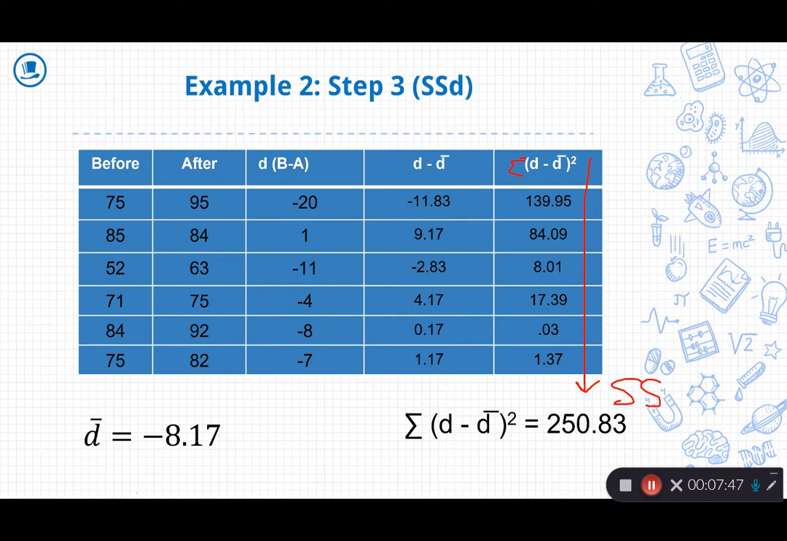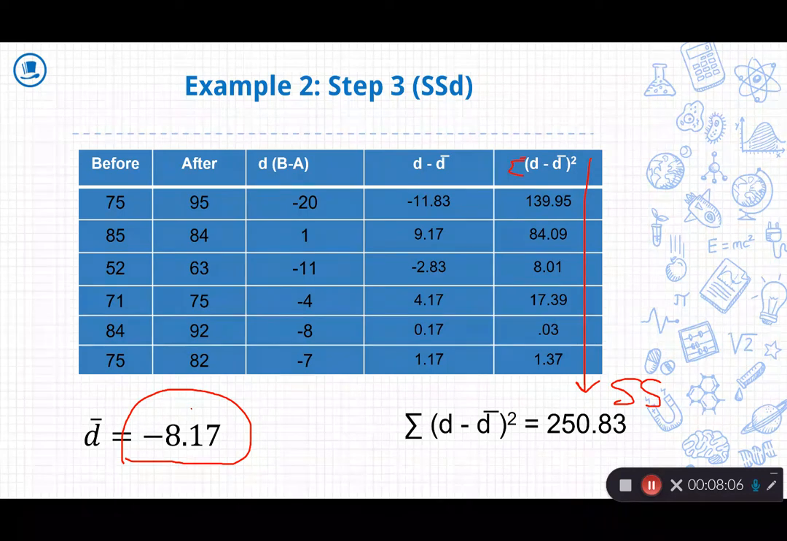Let me just take a minute. I didn't talk about this. The D bar, negative 8.17. What does that tell me? It doesn't mean they did worse, even though it's negative. That tells me they actually did better afterwards. They seem to learn more, because it's negative, it says on average, people were 8.17 questions or points better afterwards than they were before. All right, so we've got the sum of squares of the difference.